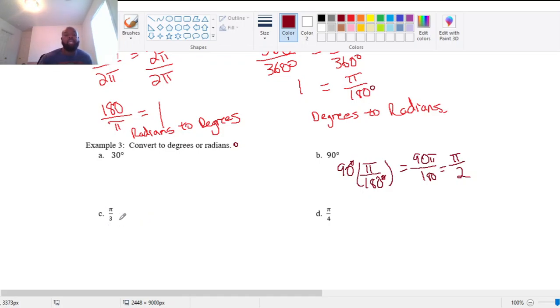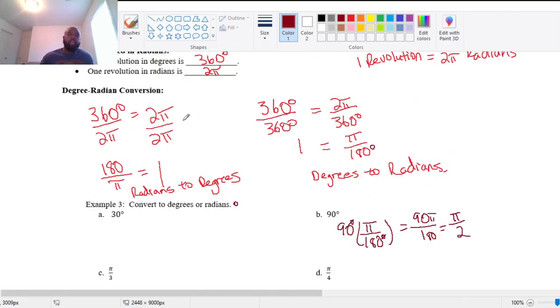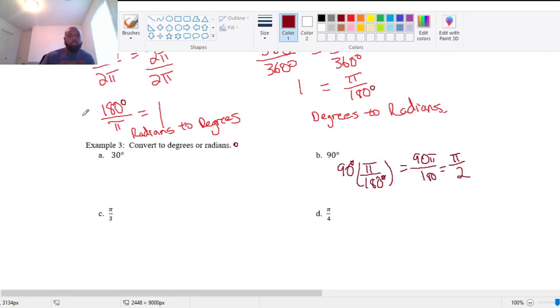Let's look at part C here. I have pi over 3. Well, I have my radian measure here. I'm going to multiply it, and then again, we don't use the word radians when we write it out, but this is like a degree measure here. And so if I multiply this, pi over 3 times 180 degrees over pi, our pi's will cancel, and I'm going to get 180 degrees over 3, which is 60 degrees.